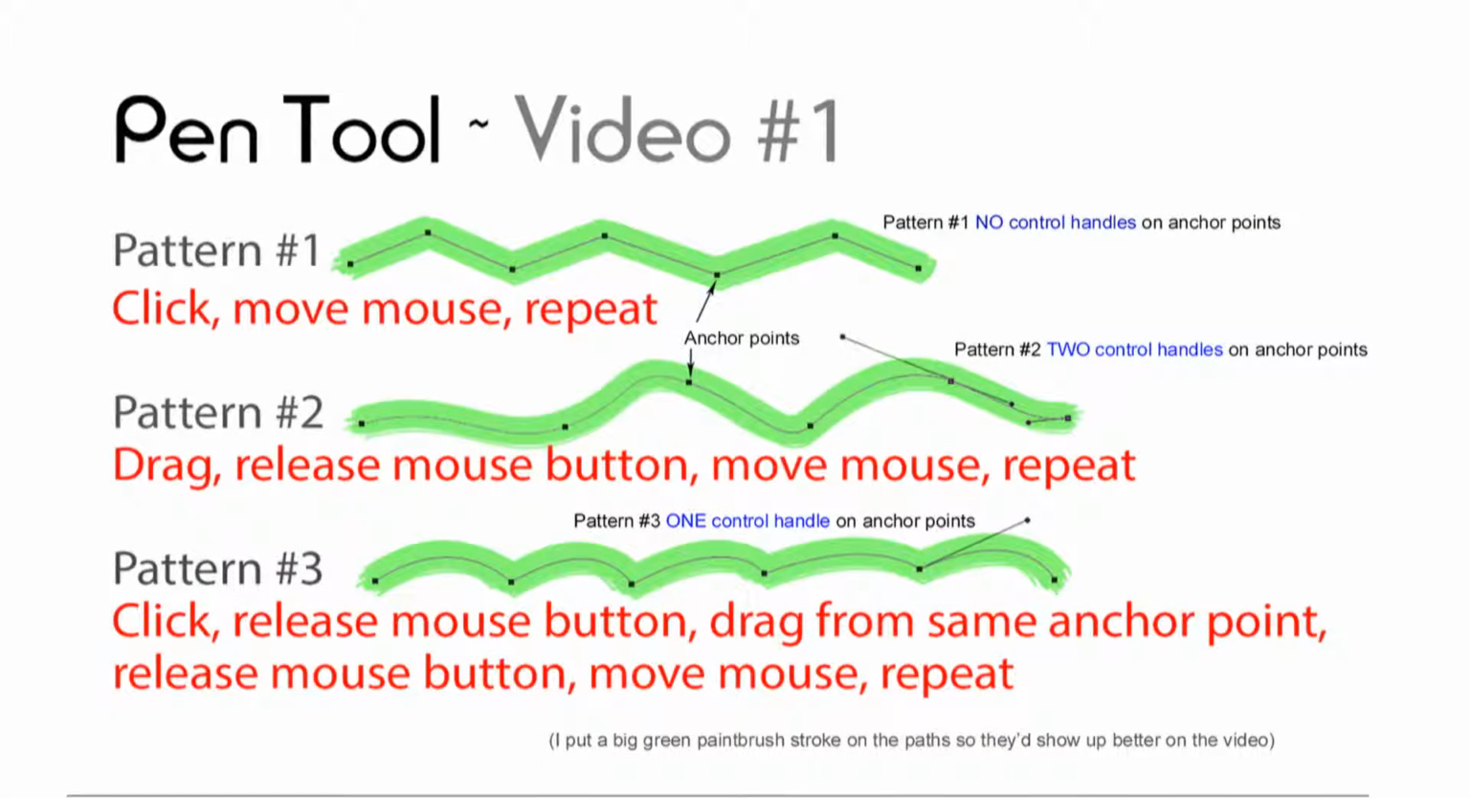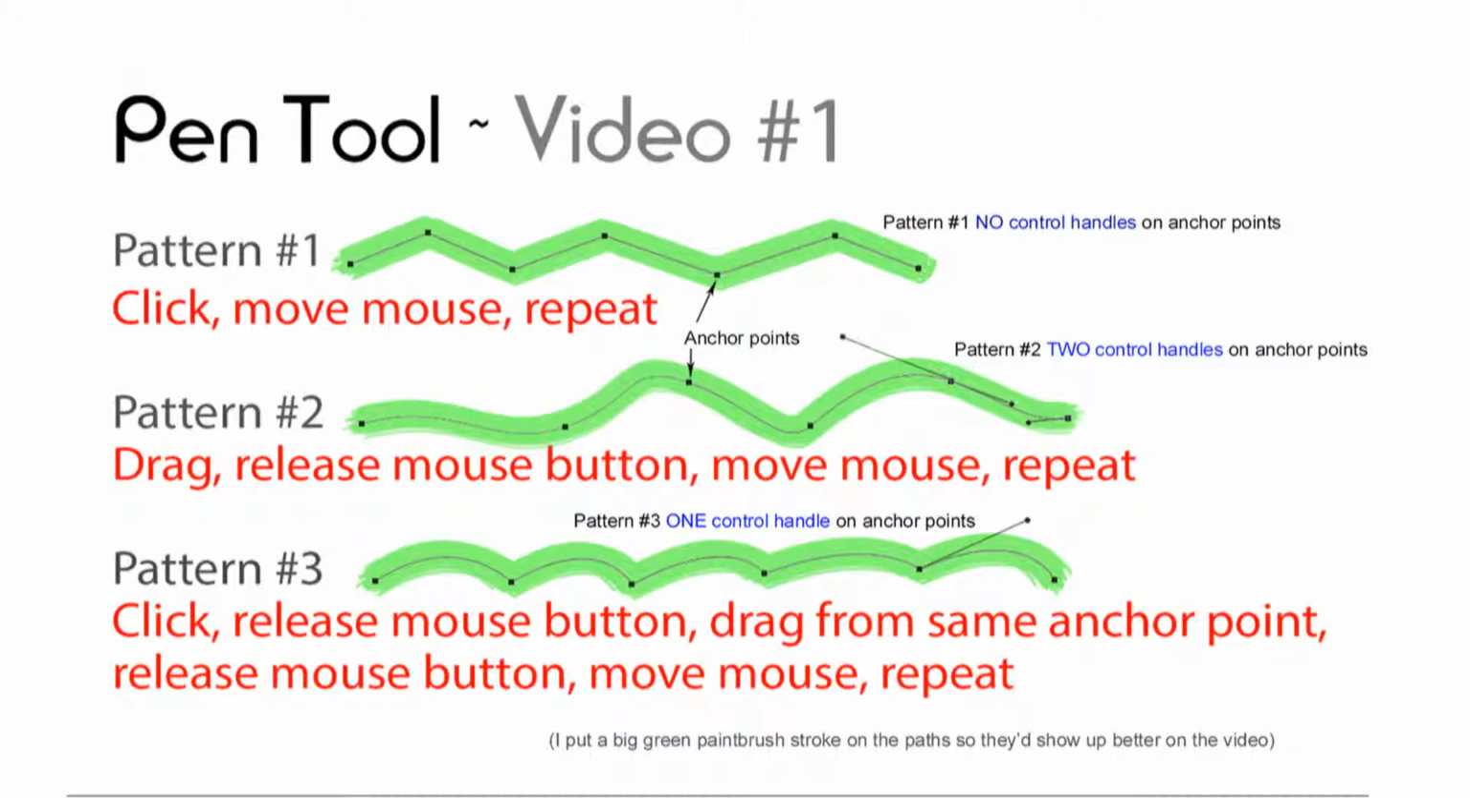This is the first pen tool video, and in this video we're going to learn the three distinct patterns that you can create using the pen tool. You notice in pattern one it's click, move the mouse, repeat, and that ends up with anchor points, those little black dots, with straight paths between them.